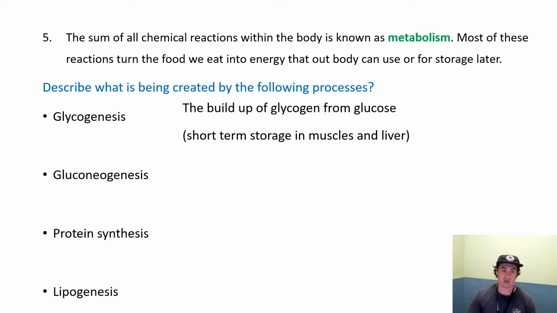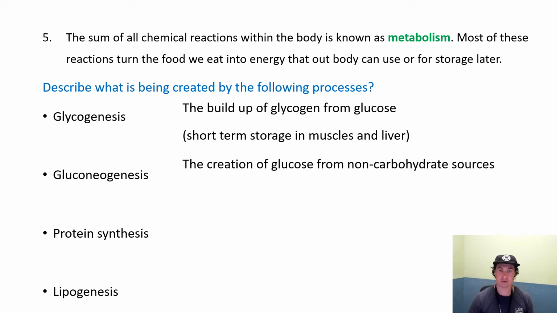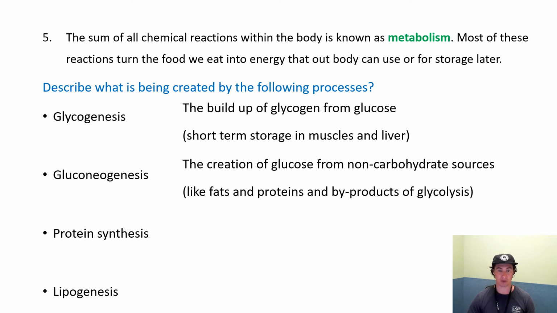Gluconeogenesis. Think of the word neo as meaning new. This is the creation of glucose from a non-carbohydrate source. So let's say the opposite of my example above, you're actually in starvation mode, or you don't have glucose available and glycogen is depleted. Your body is actually able to create and restore blood glucose levels by creating glucose from a non-carbohydrate source. So we can build glucose and restore those blood glucose levels from things like fats, proteins, and some of the byproducts of glycolysis, so pyruvate, lactic acid.